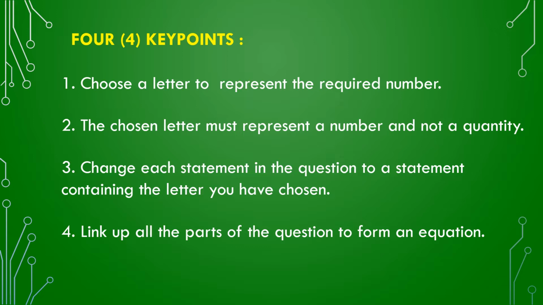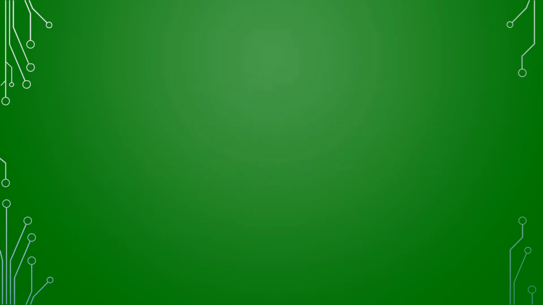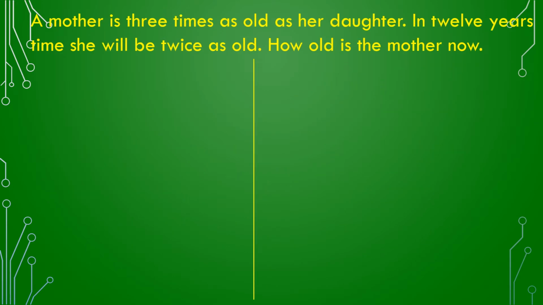Now we are going to do justice to this, and I'm going to show you how we will use these 4 key points to solve any word problem leading to linear equations. Let's take the first question. The first question says that a mother is 3 times as old as her daughter. In 12 years' time, she should be twice as old. How old is the mother now? Now we are going to use those 4 key points to solve this problem.